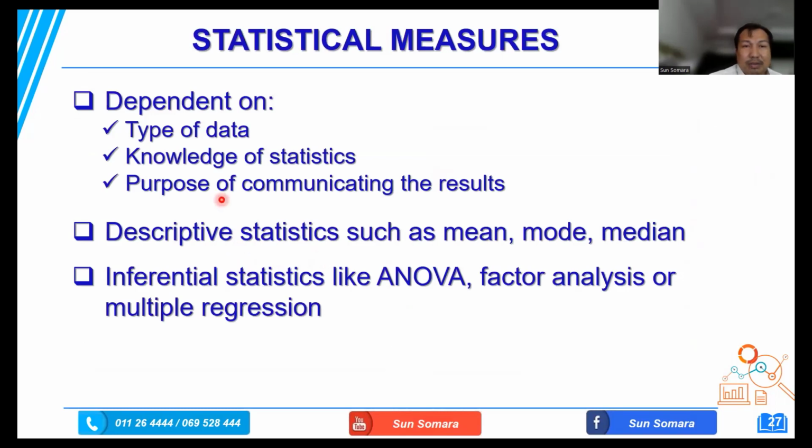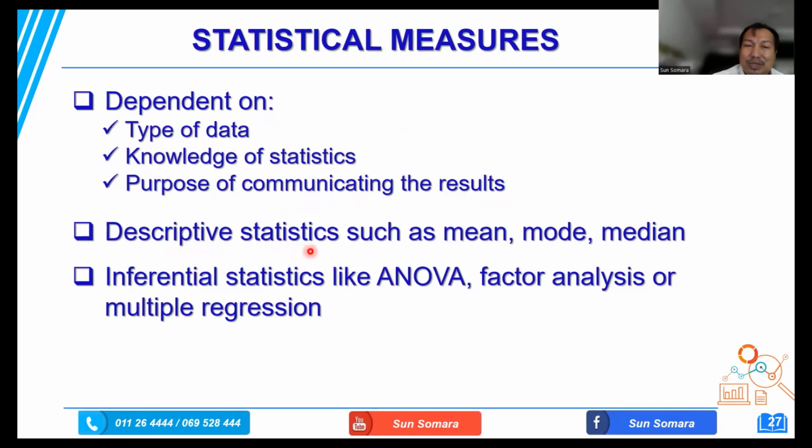Okay, so we look at this part about statistical measures. It depends on the type of data, knowledge of statistics, and purpose of communicating the result. Which one you use will depend on the type of data you want to show or display. You also need some knowledge of statistics, how to interpret it, and the purpose of communicating the result in your study.